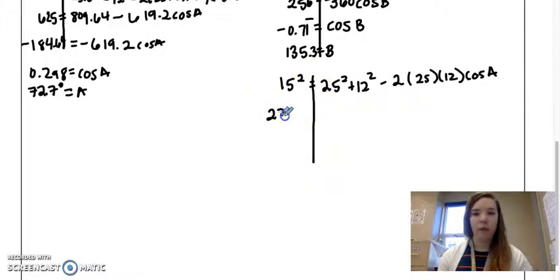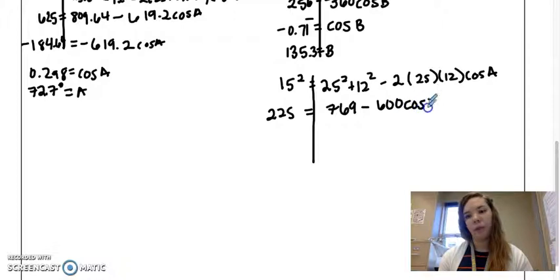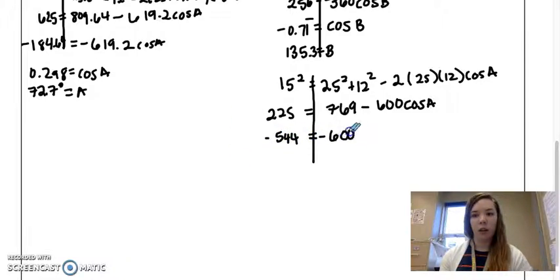So I have 225, 769, minus 600 cosine A. So then I have negative 544 equals negative 600 cosine A, which gives us 0.91 equals cosine of A.